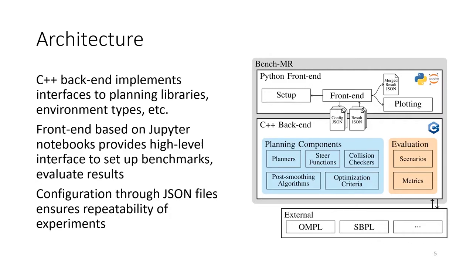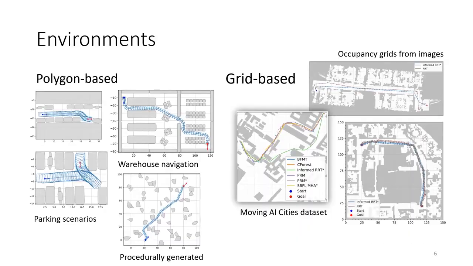As part of the motion planning components, we provide different types of environments. Polygon-based environments represent obstacles as convex polygons, which can be loaded from vector graphics files, such as SVG files. Grid-based environments represent obstacles as grid cells that are either occupied or free, and can be loaded from grayscale image files. We also implement various techniques of procedurally generated environments.